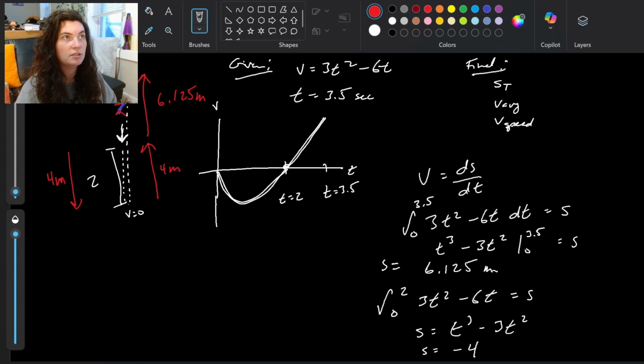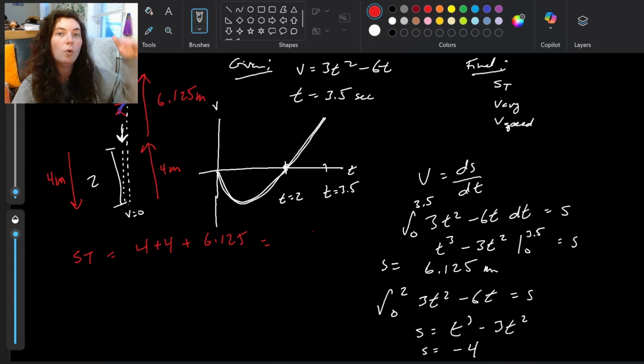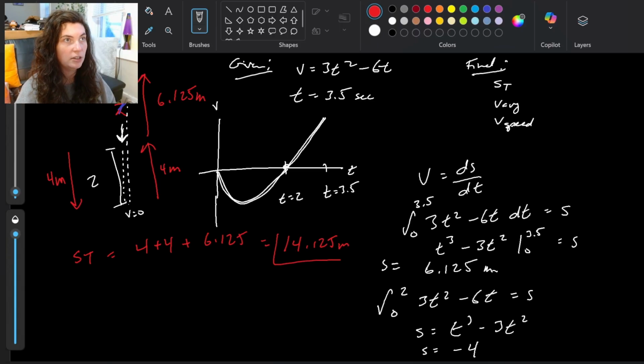6.125 meters. So all of those distances added together are what are going to give us the total distance, that's 4 plus 4 plus 6.125, which gives us the total distance that Spider-Man traveled. Total distance traveled of 14.125 meters.